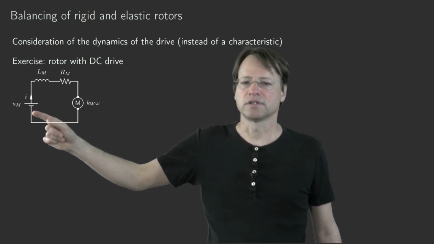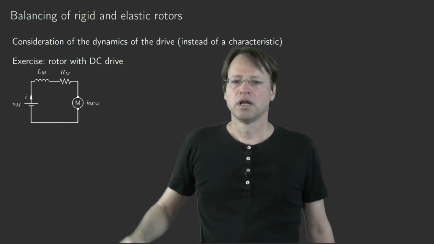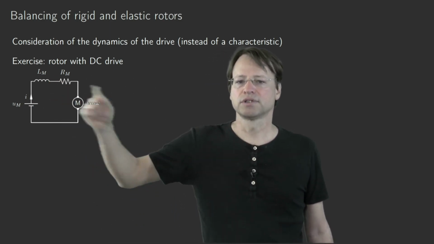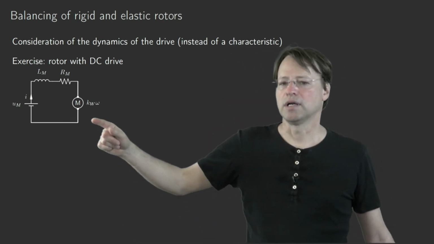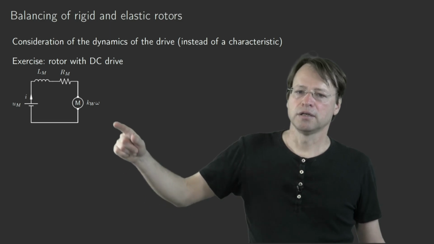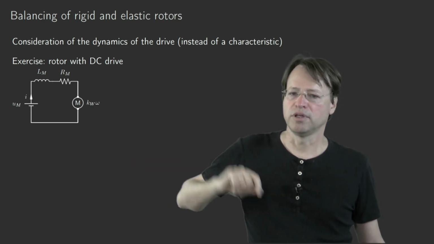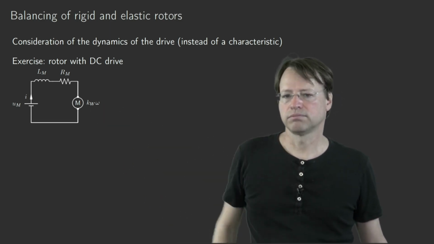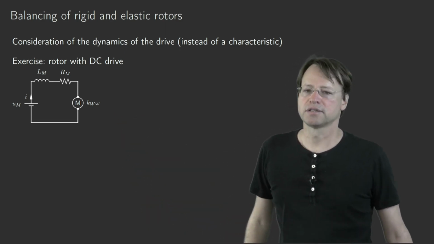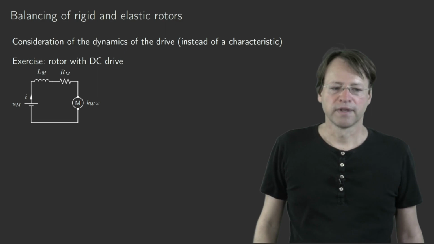We have here some supply of voltage. We have a coil here, an induction coil, we have a resistance, and finally we have our engine, our DC engine, and here we take K omega, so some proportionality with respect to the rotational speed, as the loss in voltage.